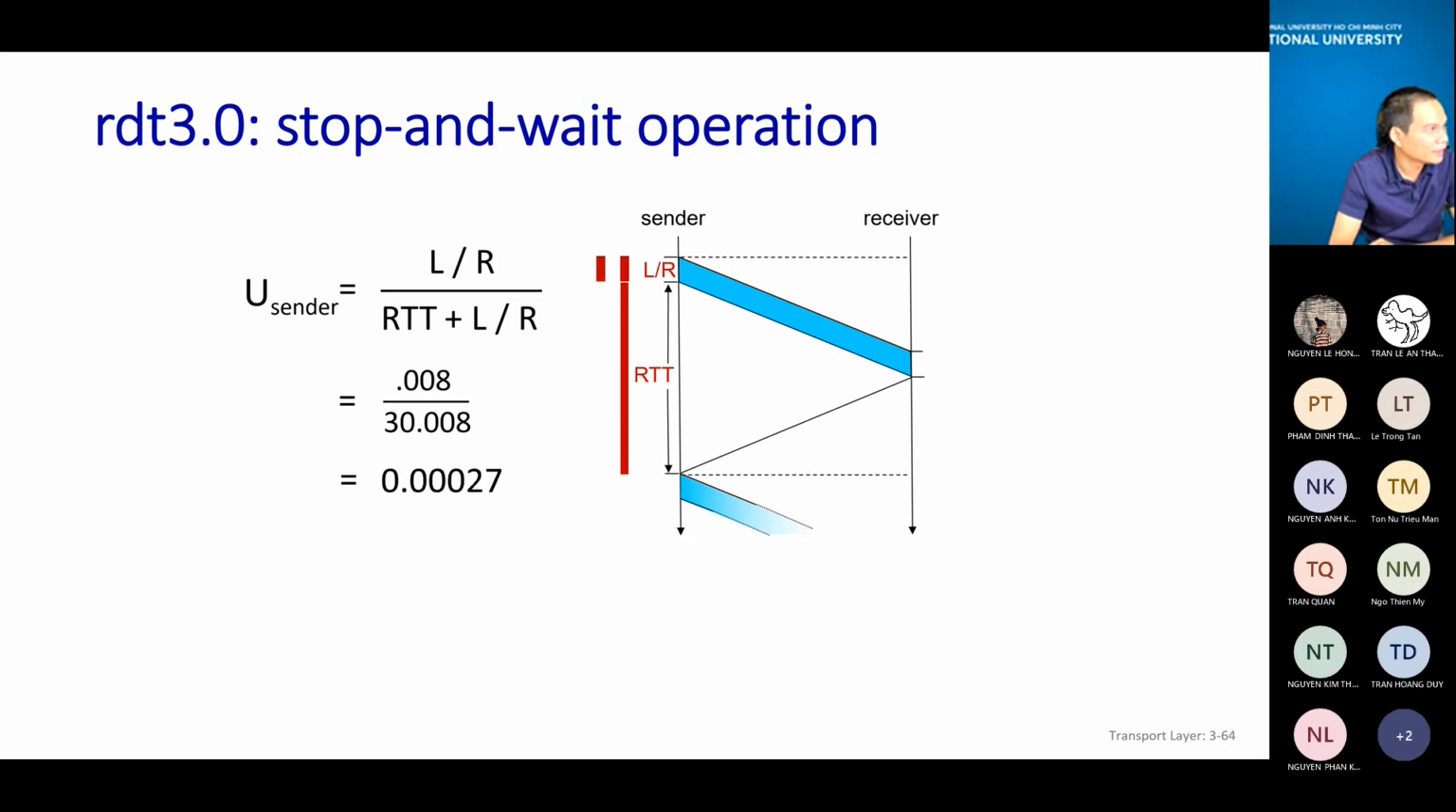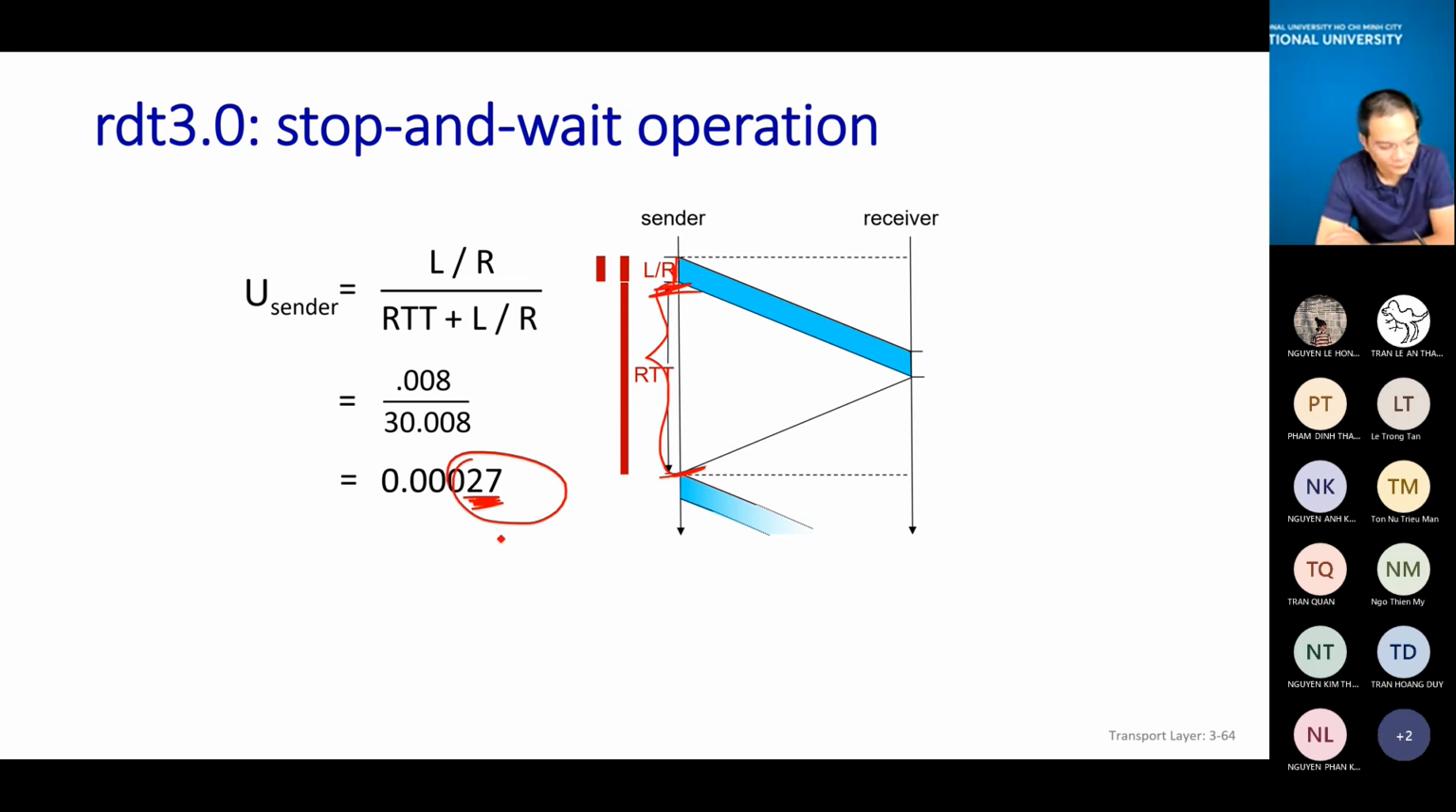So what is the stop and wait operation utilization? You can see that it's very small, because we send out a packet and then we need to stop here. You see that from here to here, the time is wasted. The resource is wasted. So that's the reason why the utilization is very small.